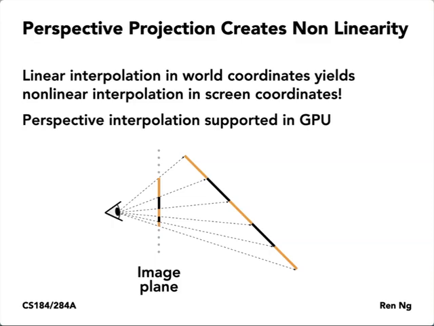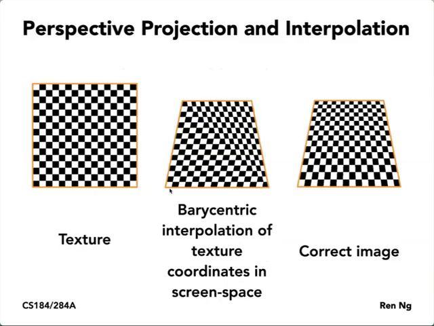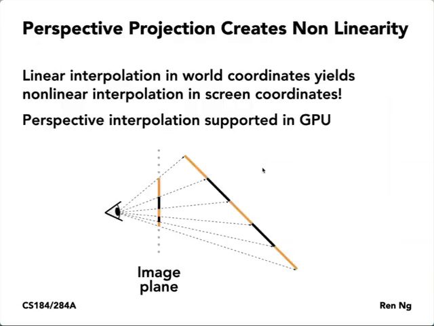So in order to get this correct, it turns out that you have to perform the linear interpolation in world coordinates, so you have to perform that linear interpolation of the texture coordinates after perspective interpolation. This is done in GPUs in order to get this to look correct, so that you get this image instead of this image over here.